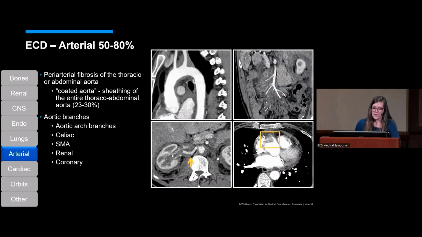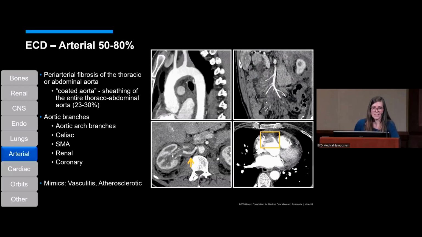This can involve the aorta, the aortic arch branches that you see in this first image here. This thickening going up the aortic arch branches can be seen in the abdomen involving the celiac and SMA artery and the renal arteries. This image here, you see the diffuse thickening surrounding the SMA branches, and then the bottom image, surrounding the renal arteries. And then this last image showing some coronary artery involvement as well.